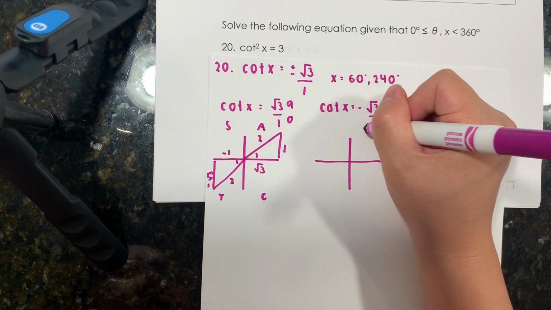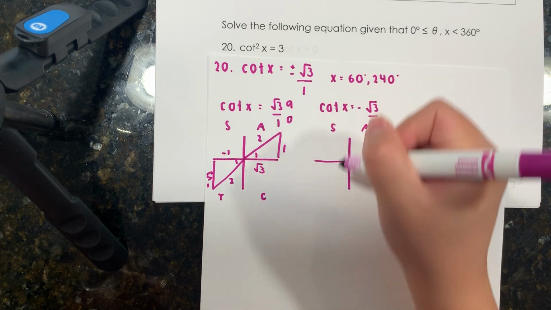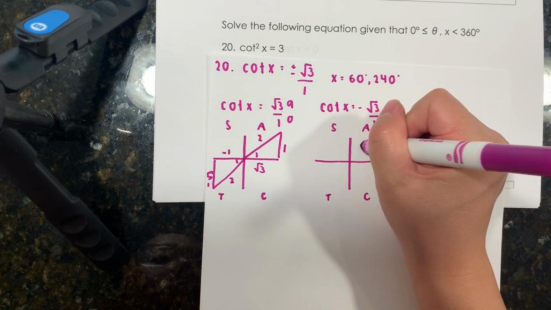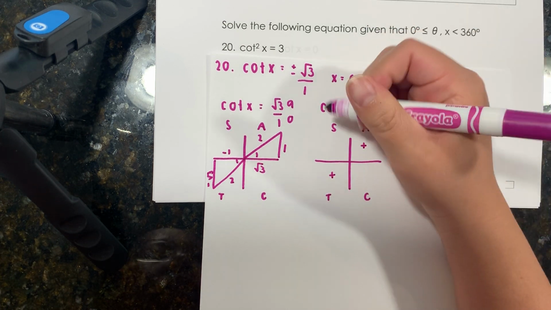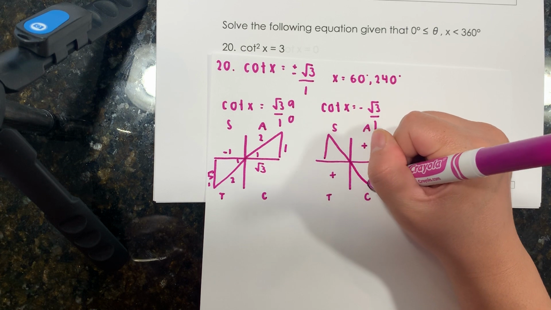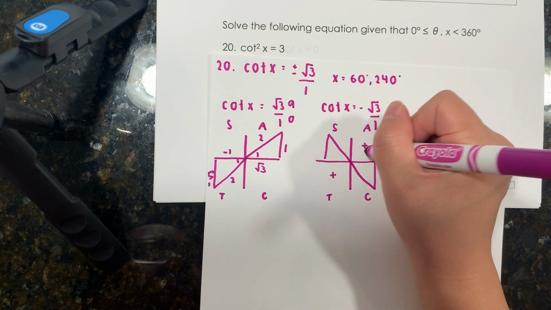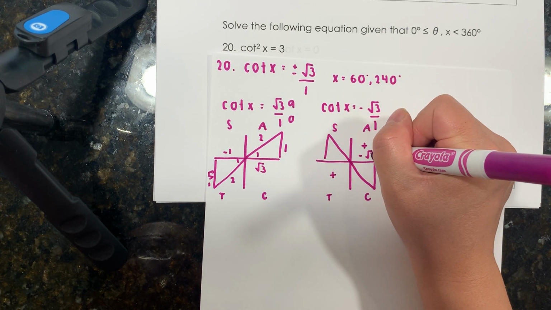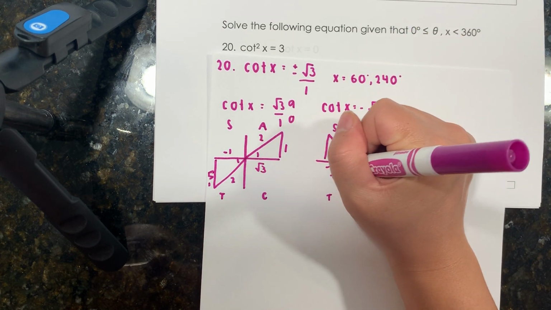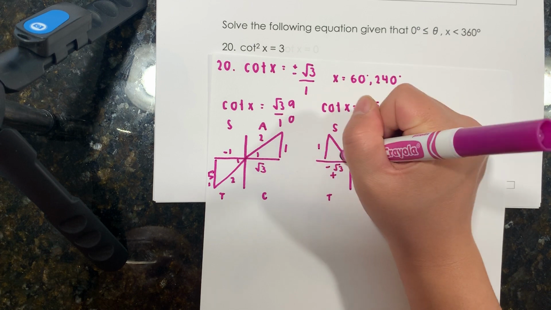Now I'm going to go to the second one. Well, where is tangent going to be negative? It's positive in 1 and 3, which means it's negative in 2 and 4. So the adjacent is going to be negative root 3, the opposite would be negative 1. The adjacent is negative root 3, the opposite is 1.